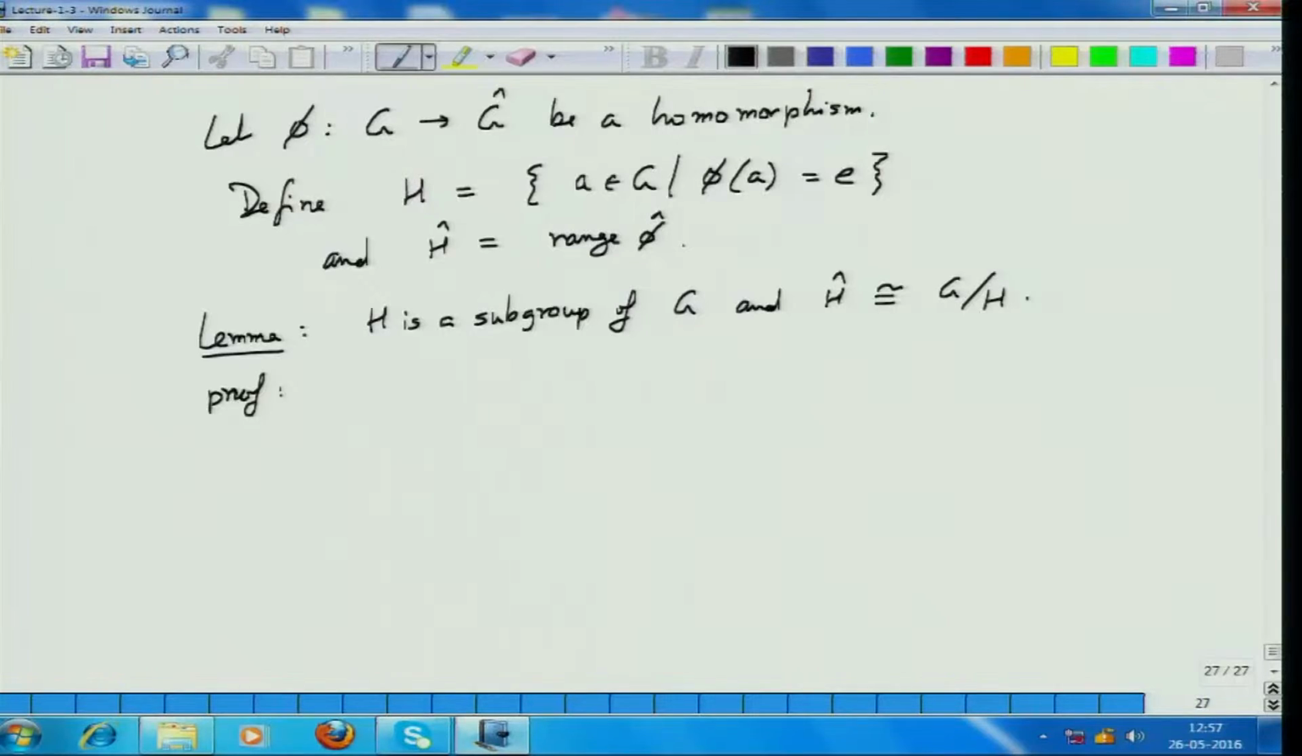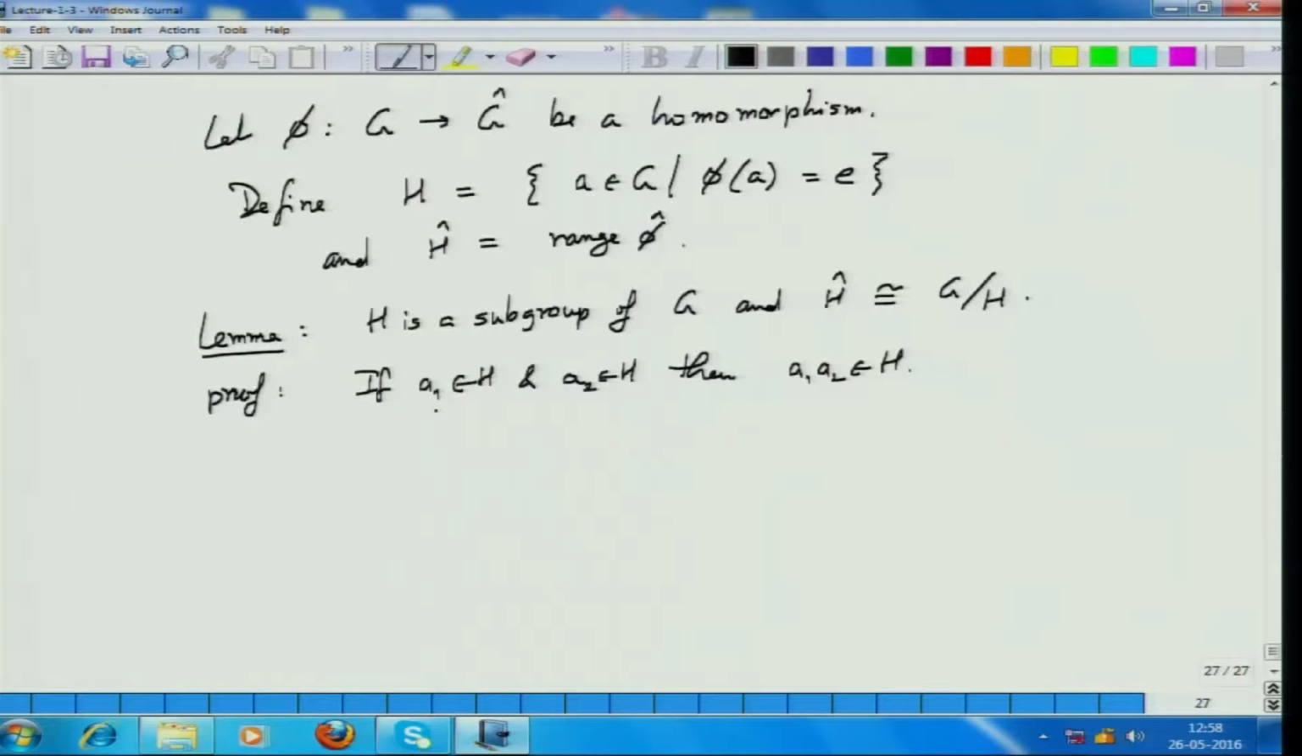Proof. Again, a very simple proof. It's just a little bit of manipulation. Why is H a subgroup of G? It's very easy to see. There is a closure property. That is, if A1 is in H and A2 is in H, then A1 A2 is in H.